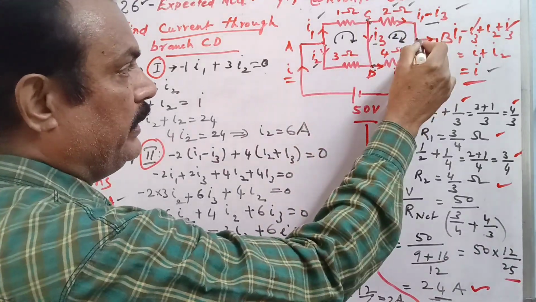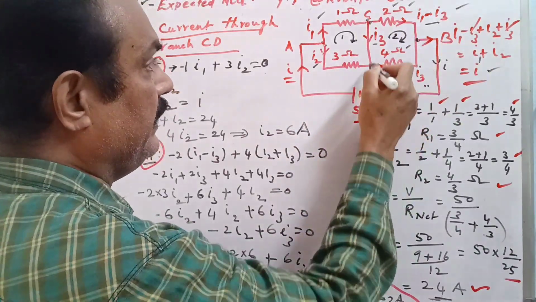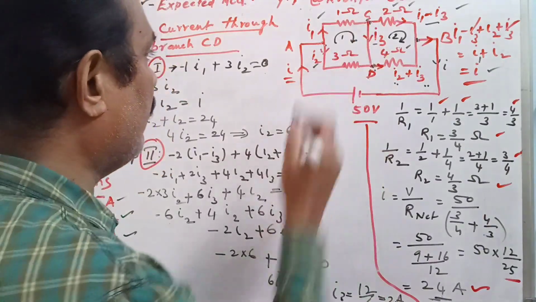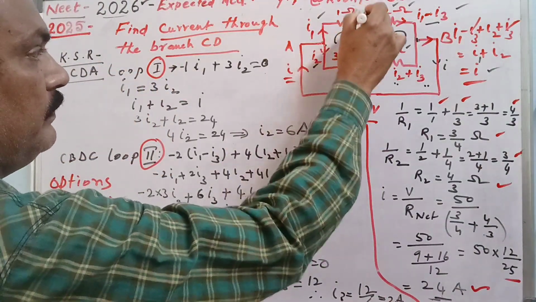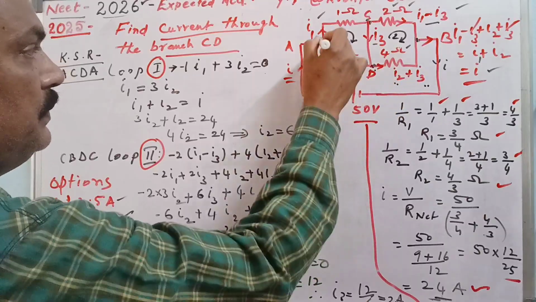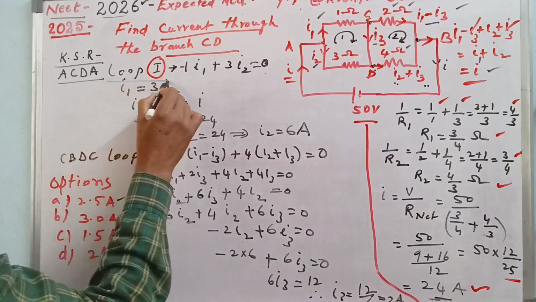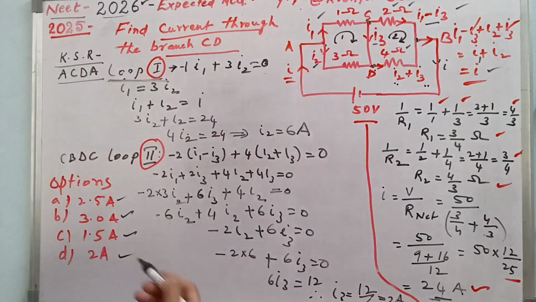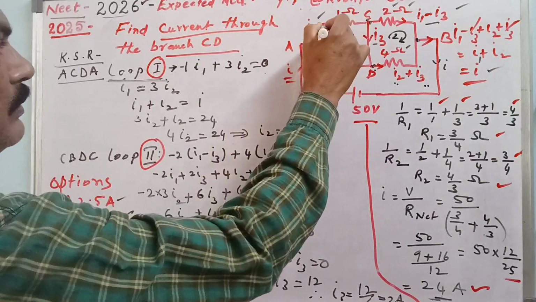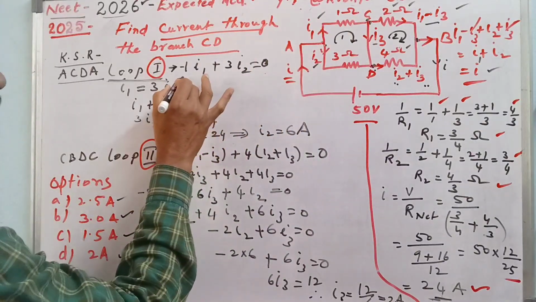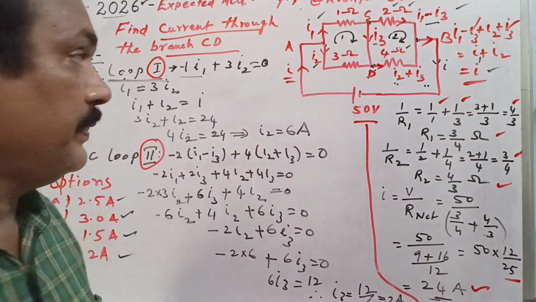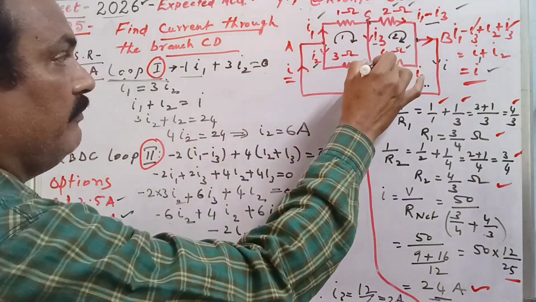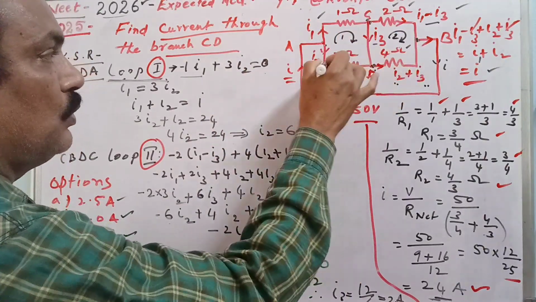Another loop is what? C, P, D, C. First loop, when I apply, what happened? We are going from 1 ohm, then C to D, D to... So first loop, when I am applying here, what you will get? We are going along the current. So it will become minus 1 I1. So potential drop. Then again, when you are reaching D, you are going through 3.